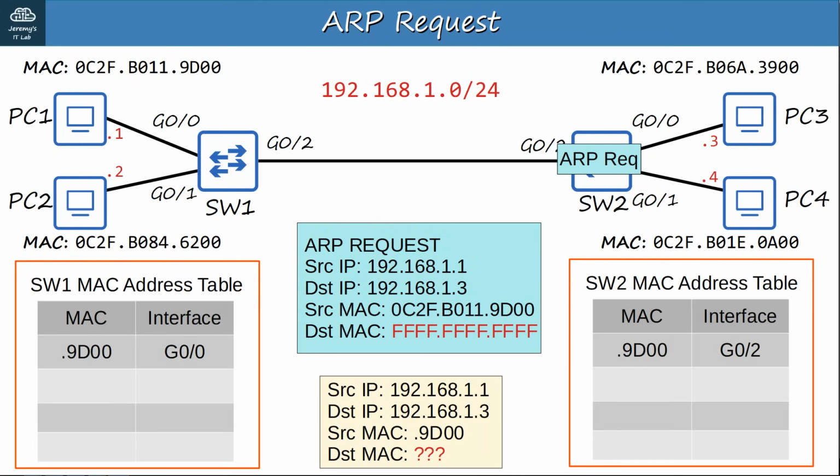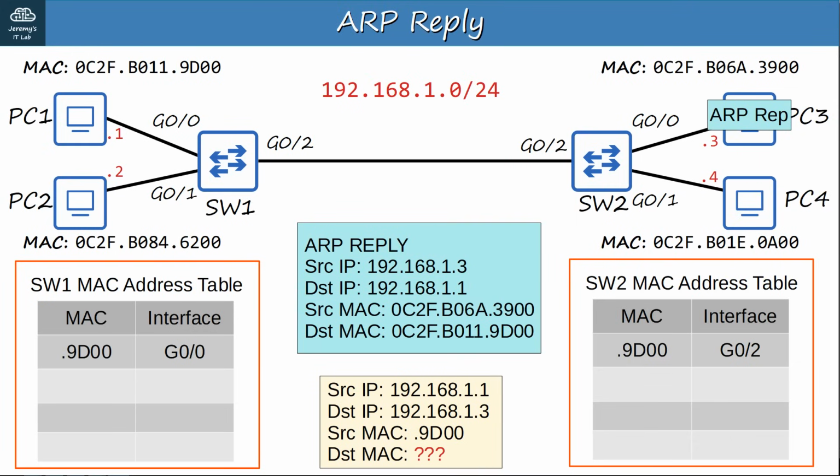Since the destination MAC address is the broadcast MAC address, switch 2 also sends the frame out of all interfaces, except the one the frame was received on. So that means it sends the frame out of G00 and G01. PC4 ignores the frame because the destination IP address doesn't match its own. However, PC3 recognizes that the destination IP address does match its own IP address, so it doesn't ignore the ARP request. What it does is send the other ARP message I mentioned briefly, the ARP Reply.